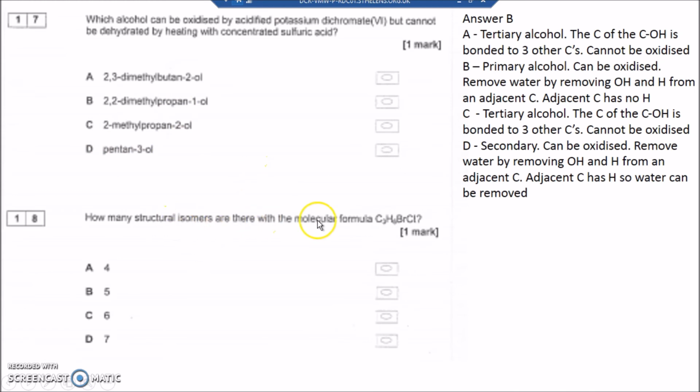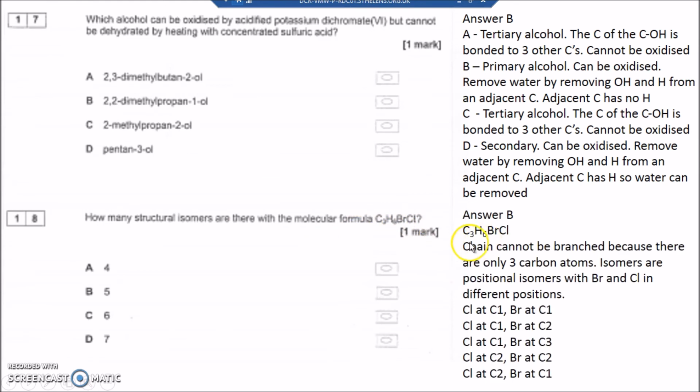How many structural isomers are there with the molecular formula C3H6BrCl? I'm just going to do spoilers on this so we can see it a little bit better. So you've got 3 carbons in a line, you've got 6 H's, and you've got a Br and a Cl. So the question is, where can the Br and the Cl go? What combinations can we have?